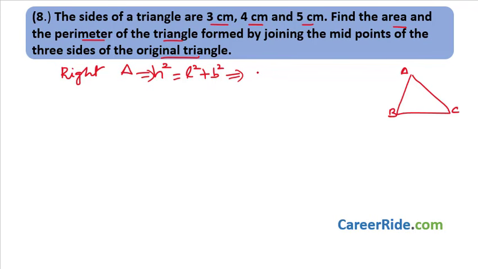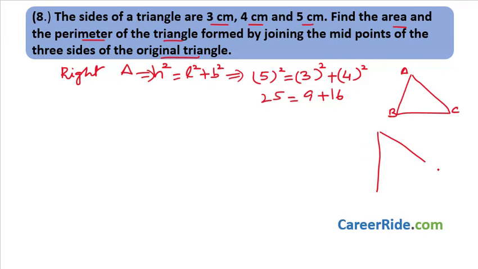Because in this case we can see that 5 square is equal to 3 square plus 4 square. We can write like this. So definitely the condition is getting satisfied because 25 is equal to 9 plus 16. So basically the triangle that is given to us is a right angled triangle. Now things become a little more simple here.